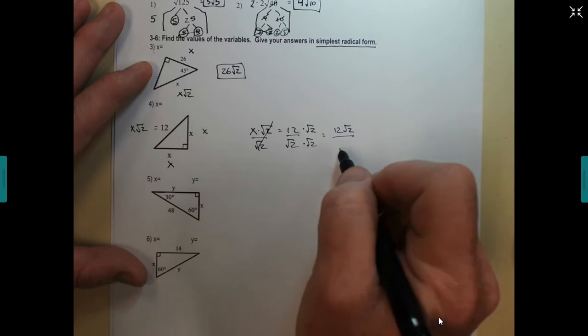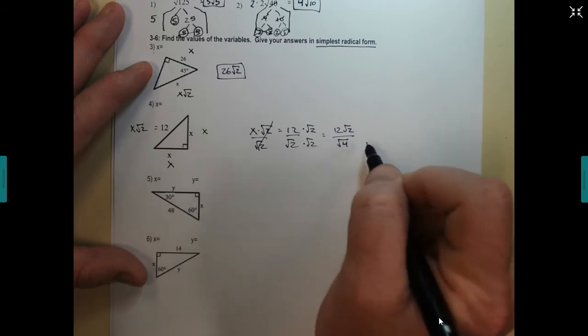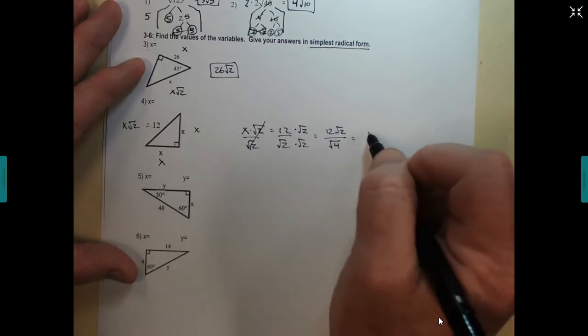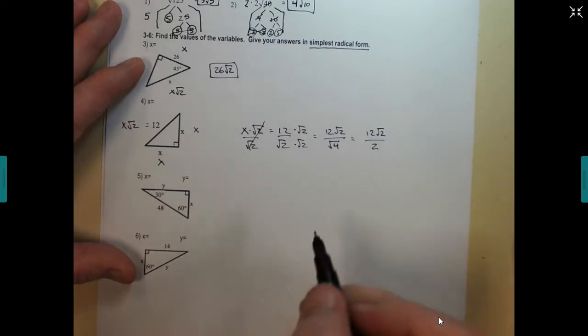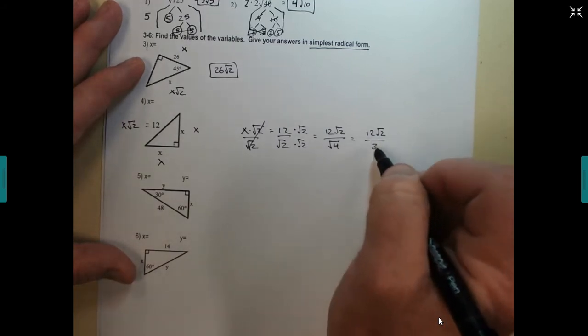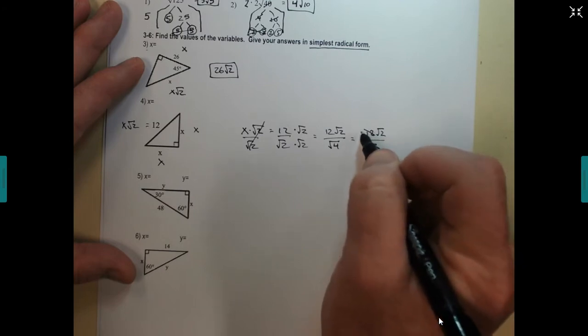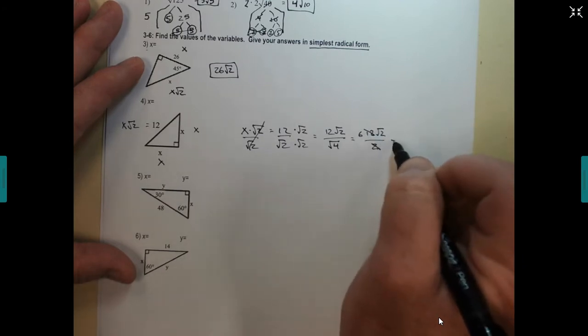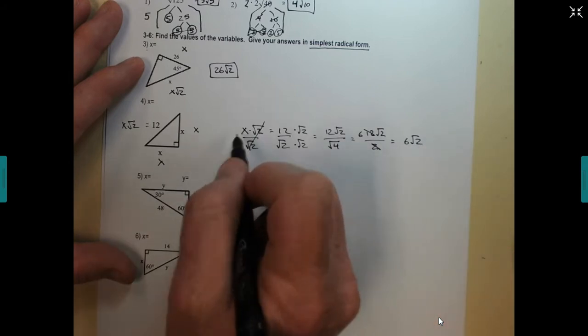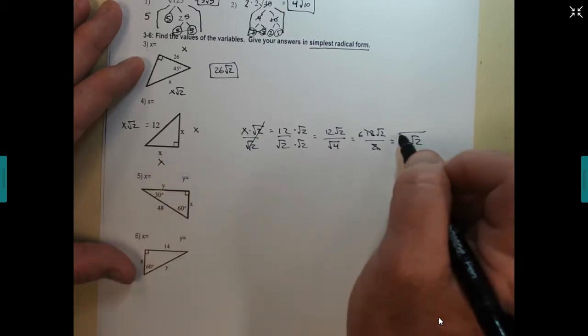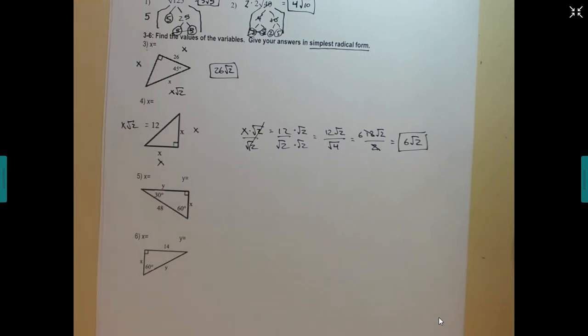And the bottom, I have the square root of 2 times the square root of 2, which is the square root of 4. Good thing is, I know what the square root of 4 is. That's just 2. I can't reduce the 2 into this radical, but I can reduce the 2 with the 12. So my answer is 6 square root of 2. That's what x is, and that's what I was looking for in this problem. So both of my answers are 6 times the square root of 2.